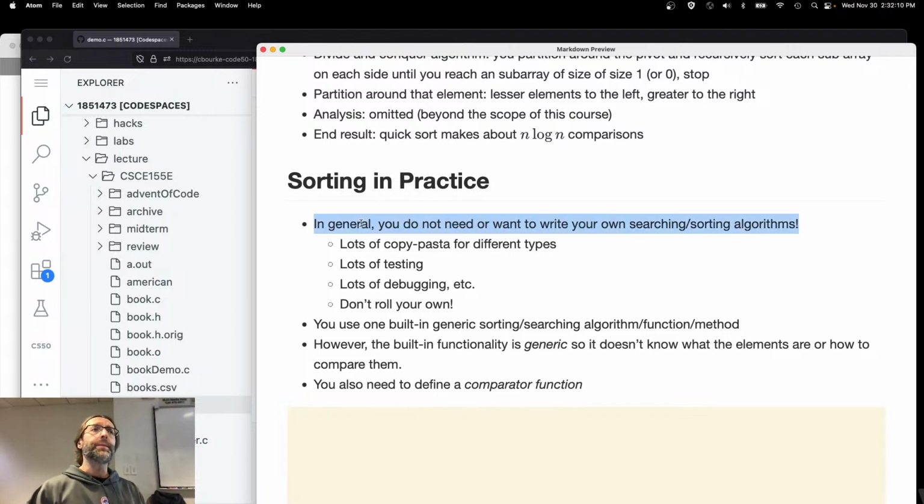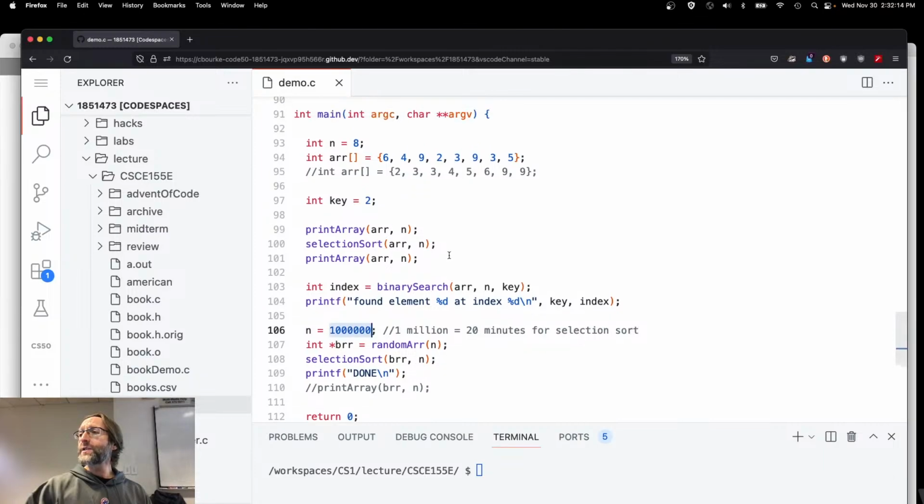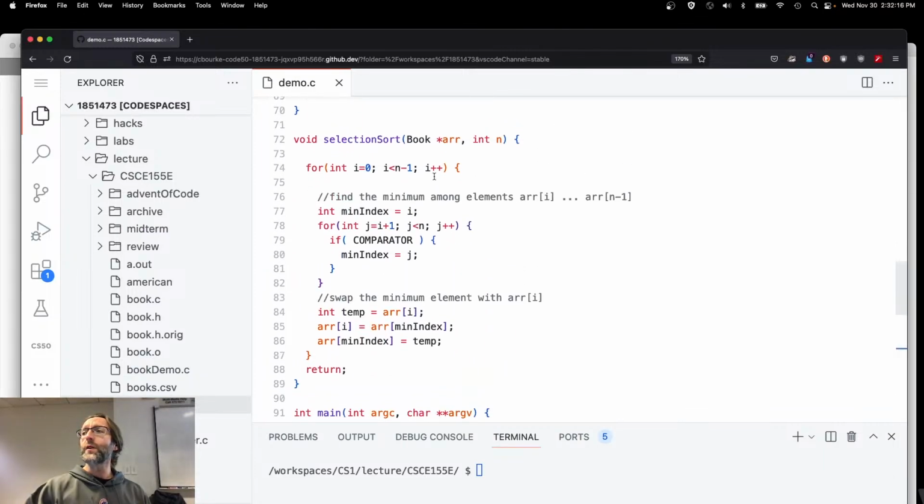If you did end up rolling your own sorting algorithms, what would you end up doing? What would selection sort look like if we wanted to sort in, oops, let's go ahead and change this back to integers here. If we wanted to sort it in ascending order versus descending order, all we'd have to do is change which way we're comparing, right? Are we searching for the minimum and putting it at the beginning, or are we searching for the maximum and putting it at the beginning? What if we wanted to sort books instead? That would be yet another implementation of selection sort, selection sort, selection sort.